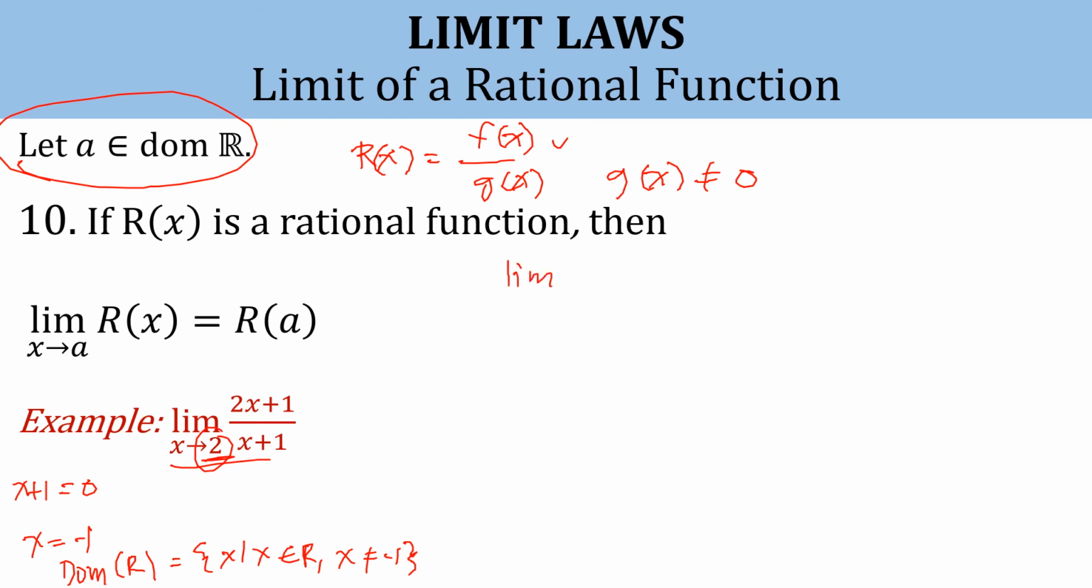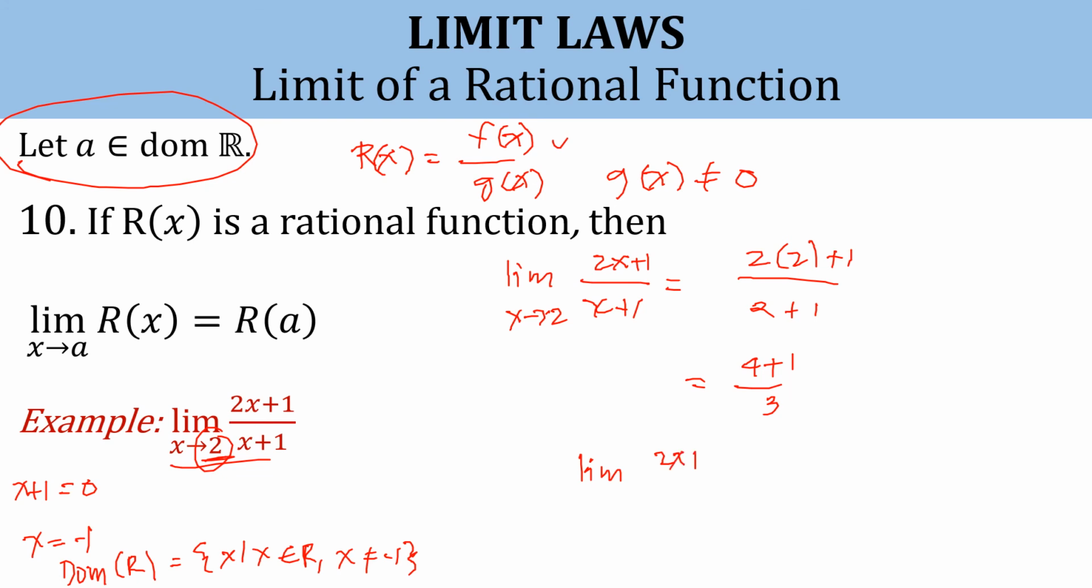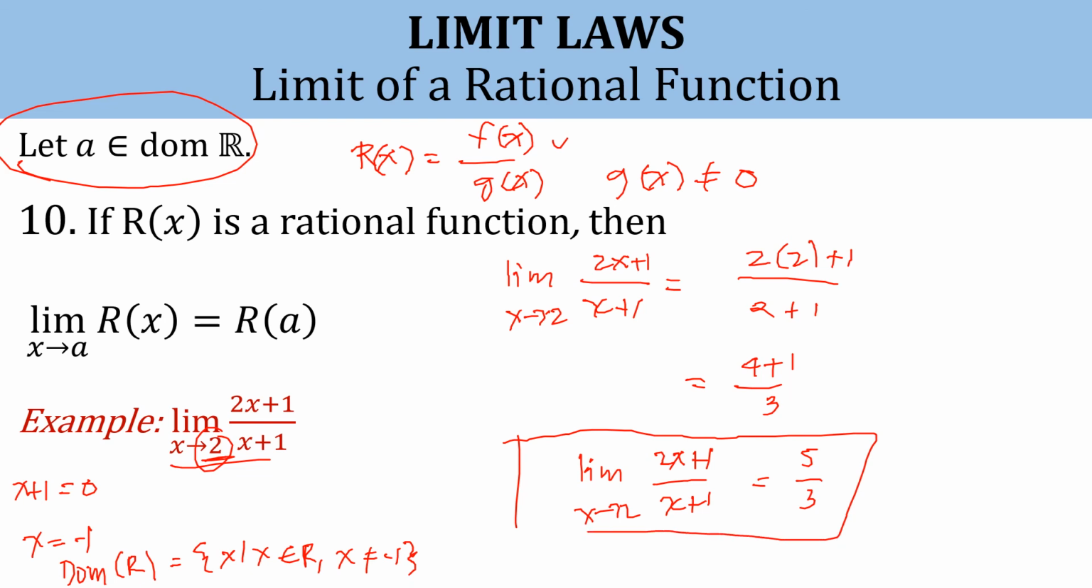So when we are asked to find the limit of 2x plus 1 all over x plus 1 as x approaches 2, we simply evaluate the rational function at the value of a, in this case 2, and that becomes 2 times 2 plus 1 all over 2 plus 1, which gives you 4 plus 1 all over 3. And so the limit of the given function 2x plus 1 all over x plus 1 as x approaches 2 is equal to 5/3. And that's your answer.